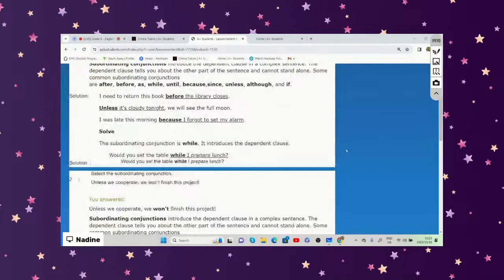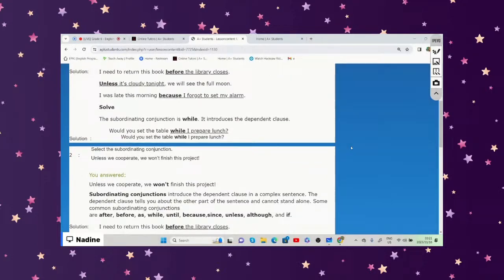All right, let's look at this next sentence. This next sentence says, unless we cooperate, we won't finish this project. So we need to select the subordinating conjunction within that sentence, the subordinating conjunction which introduces the dependent clause.